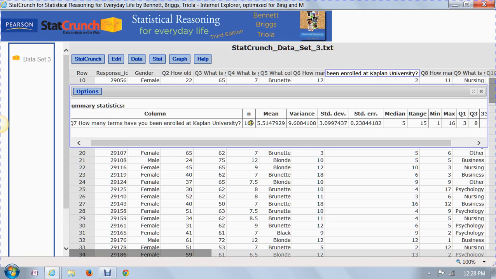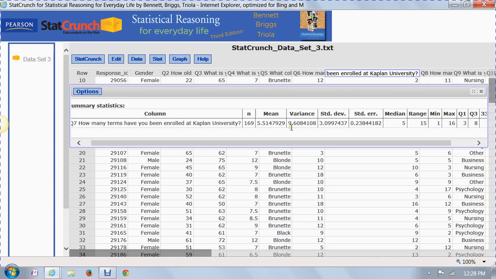There've been 169 replies from our student data survey. The mean number of terms is 5.5. That means the average. The variance, which is a measure of how spread out the data is, is 9.6.